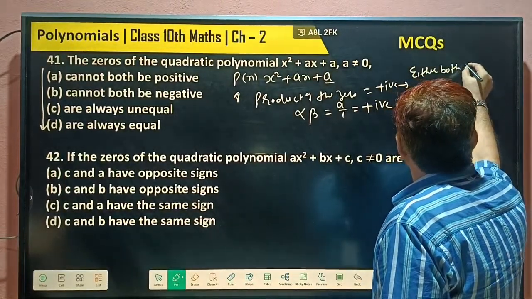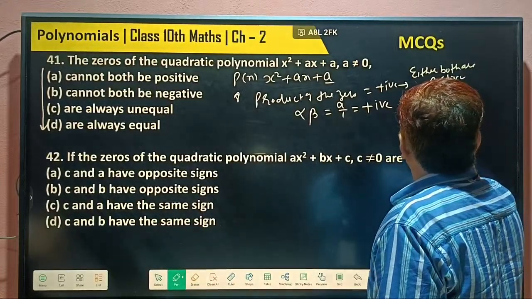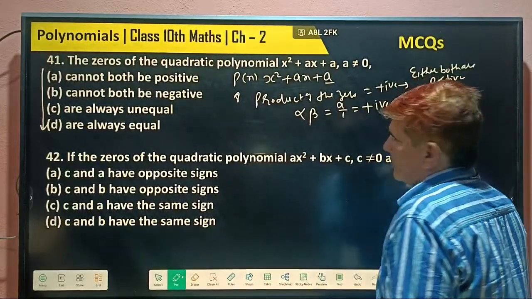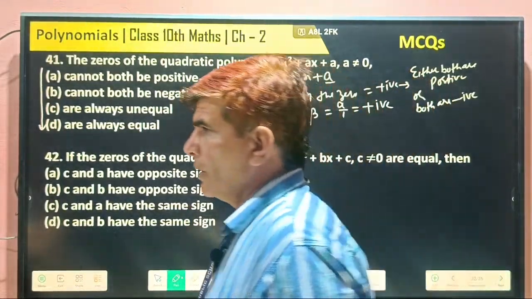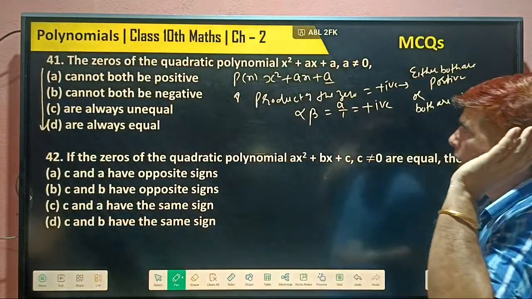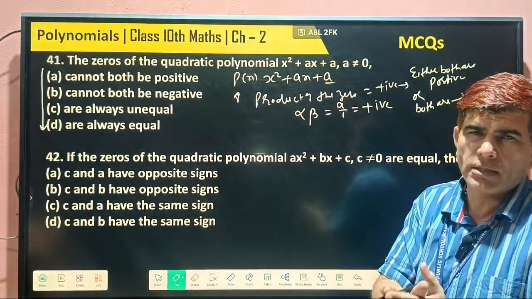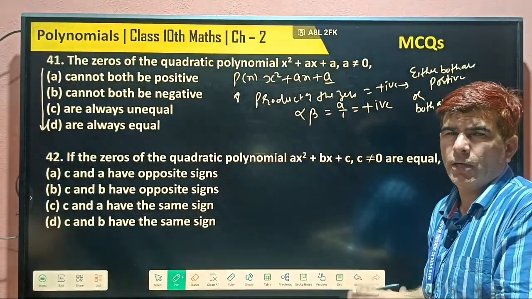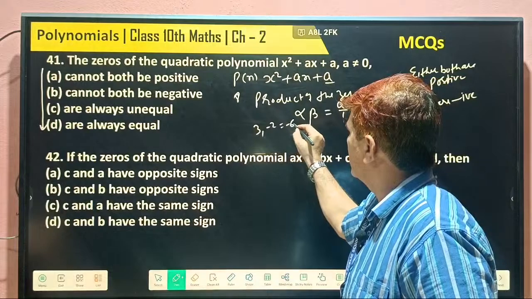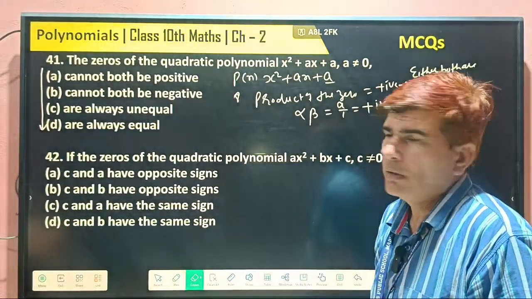Either both are positive or both are negative. Is this possible or not? Yes or no? Either both are positive or both are negative if the product is positive. Like -3 and -2, the product is 6; 3 and 2, the product is 6. If one is plus and one is minus, say one is 3 and the other is -2, then the product is -6. But the product is positive, so it means either both are positive or both are negative.